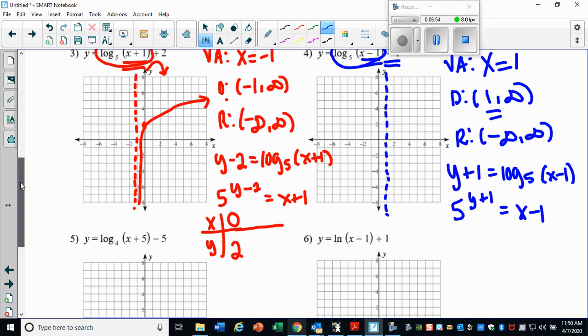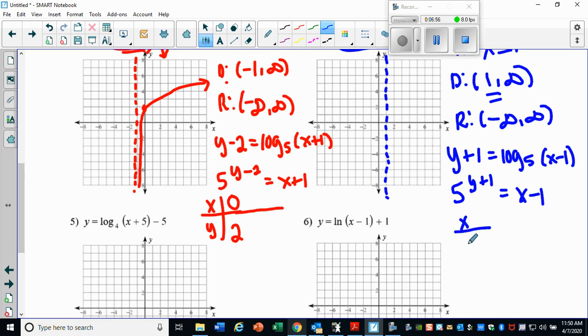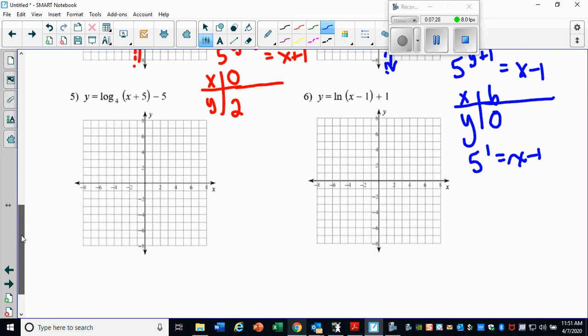So here, when I pick my ordered pairs, you can pick whatever you want. You can pick 0, whatever. 0 is not a bad choice for this one, because if you pick 0, you end up with 5 to the first equals x minus 1, and then you end up with 6. So you have the ordered pair 6, 0. That actually gives you your x-intercept. So you know that it's going to follow your vertical asymptote and go up and to the right. All right, let's check our last two.